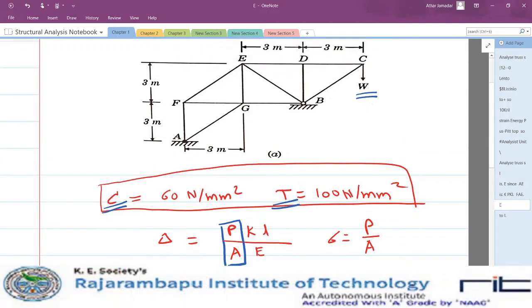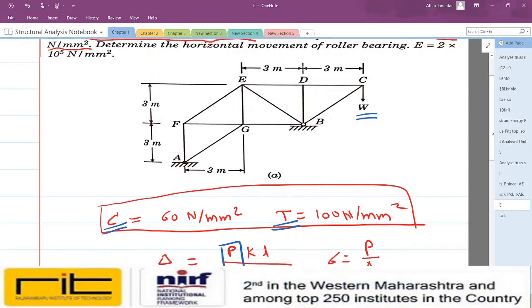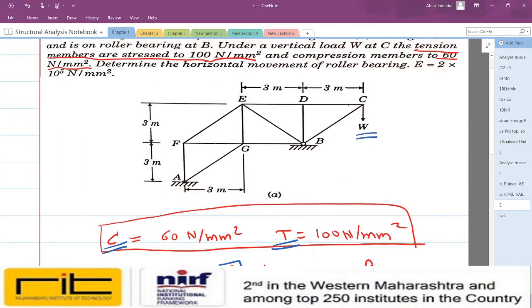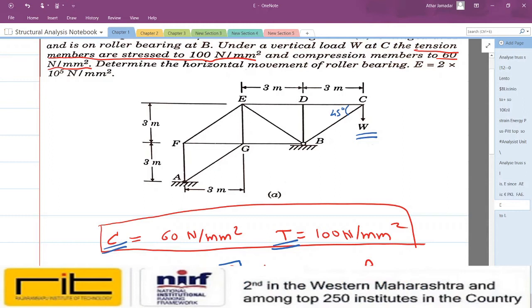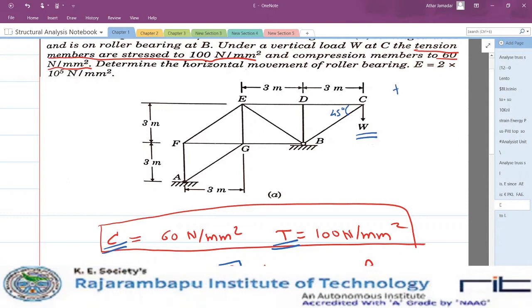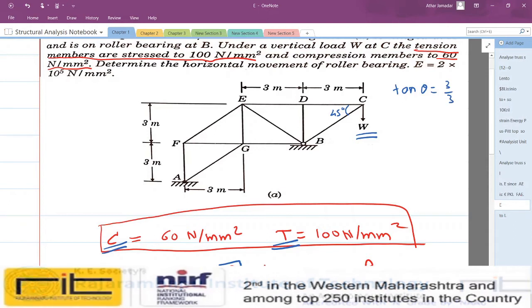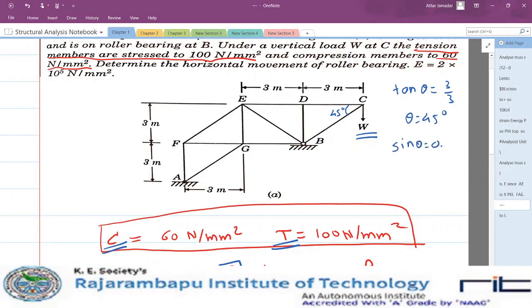Okay, so for that, first of all we have to analyze this entire truss to know the nature of forces only. Okay, now here if you see, this theta is going to be 45 degree. Why 45 degree? Because if you take tan of this theta, in this particular triangle DBC, if you take tan theta, it is going to be 3 by 3. So theta is going to be 45 degree, and sin theta will be 0.707, cos theta will be also same 0.707.